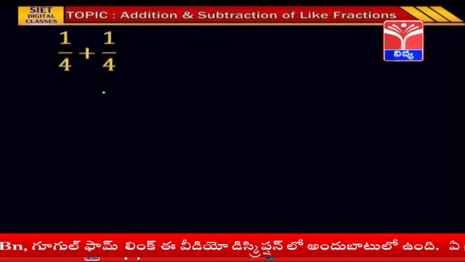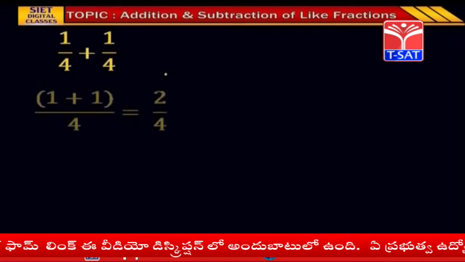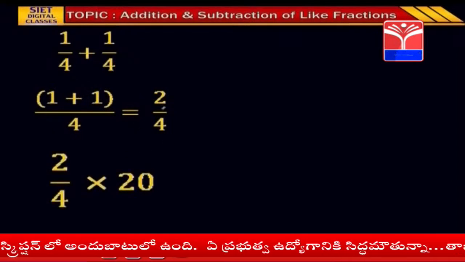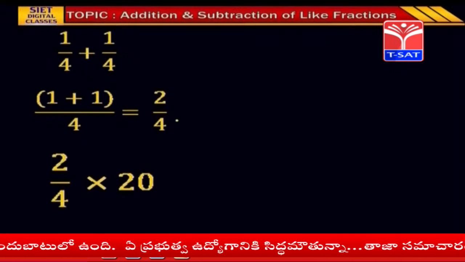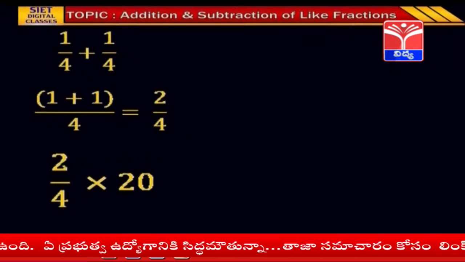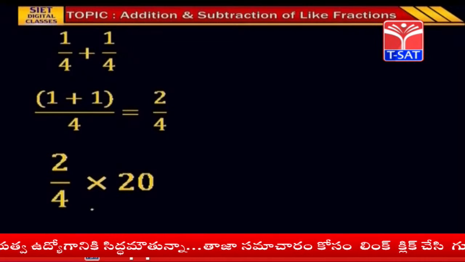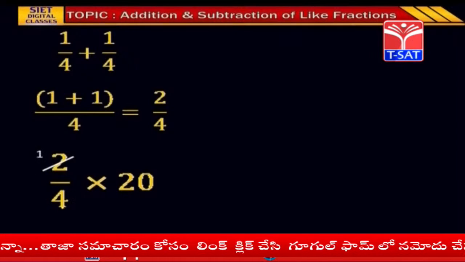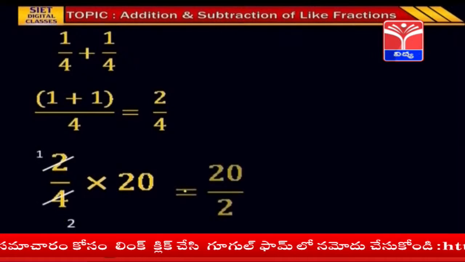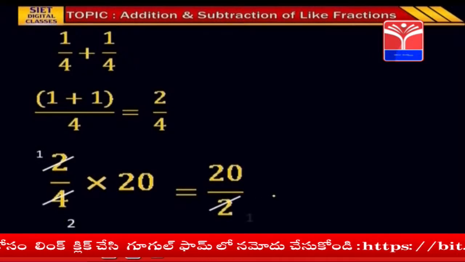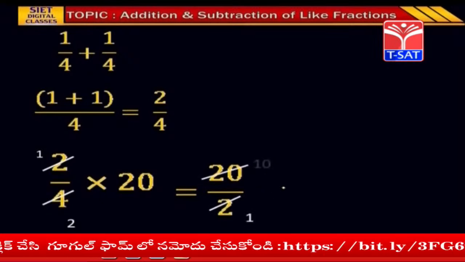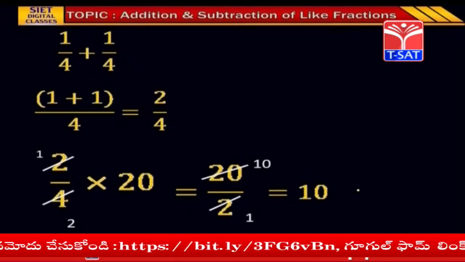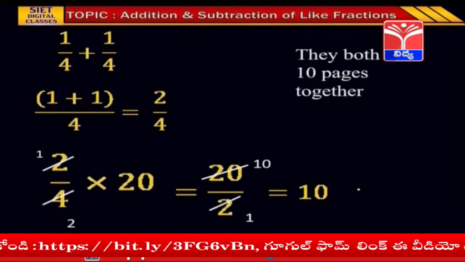When we are adding like fractions, we have to add numerators and take the same denominator: 2/4. And then 2/4 of 20 pages. 2/4 of 20 pages means 2/4 into 20. So 2 ones are 2 and 2 fours are 8. We will get 20/2, means 2 ones are 2 and 2 tens are 20. So in total they read 10 pages both. They both read 10 pages together.